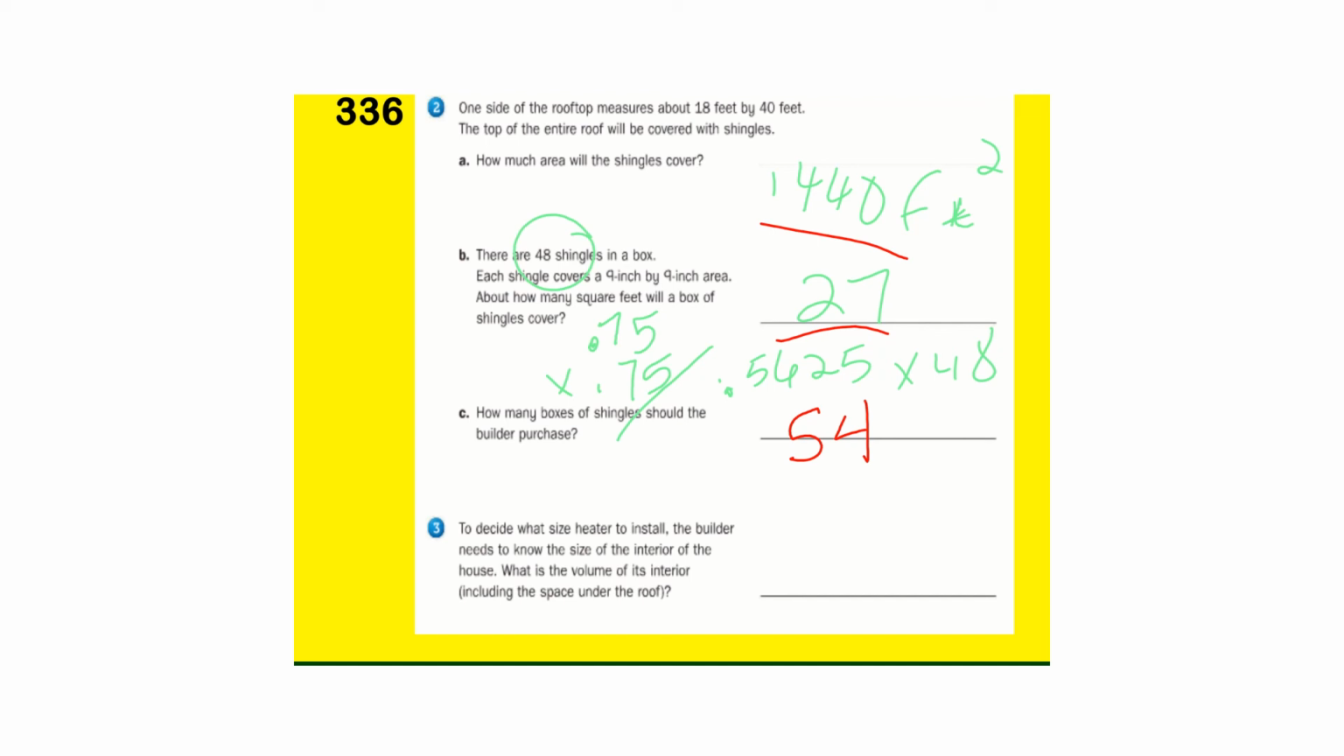Okay, moving on to number 3. To decide what size of heater to install, the builder needs to know the size of the interior. So we're needing volume now. What is the volume of the interior? So remember, length times width times height. Go ahead and figure that one out.